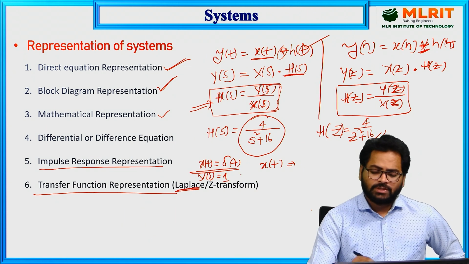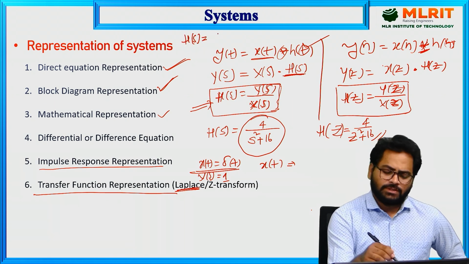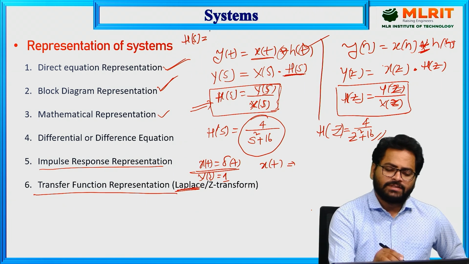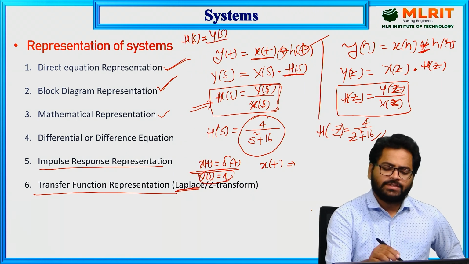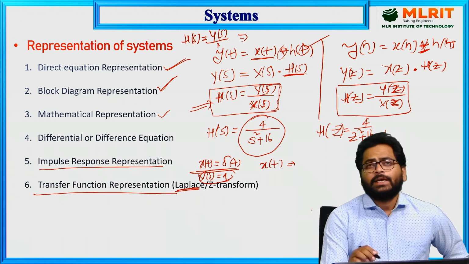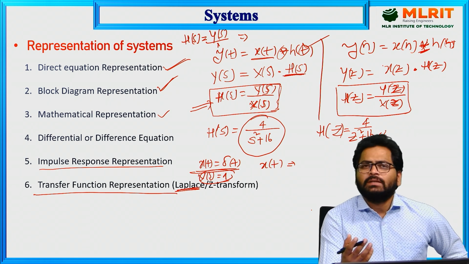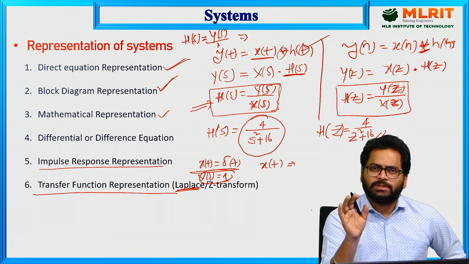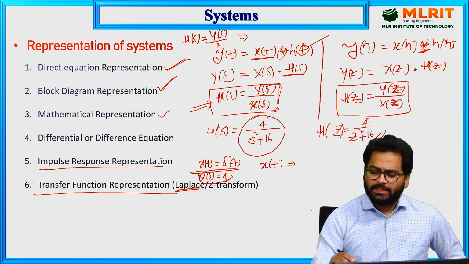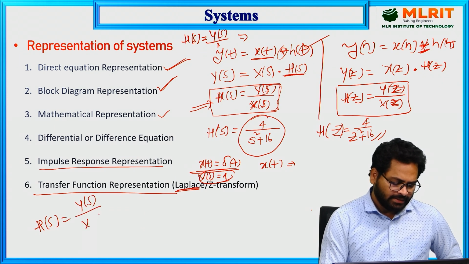So now what is the transfer function? System transfer function H of s is equal to Y of s divided by X of s, and X of s is equal to 1. That means when the input is an impulse function, the corresponding response I can take as the system response itself, the system transfer function itself. I write here, H of s is nothing but Y of s divided by X of s.